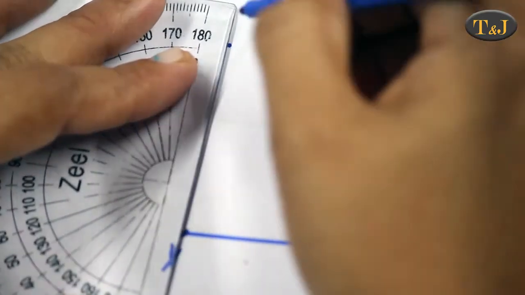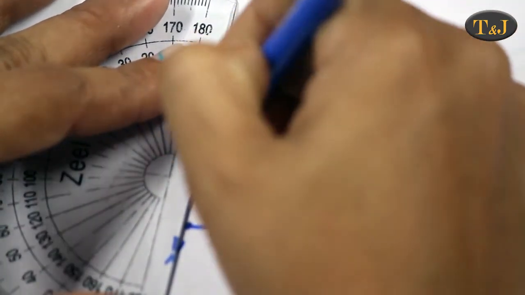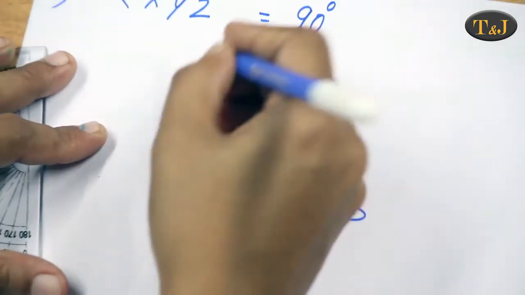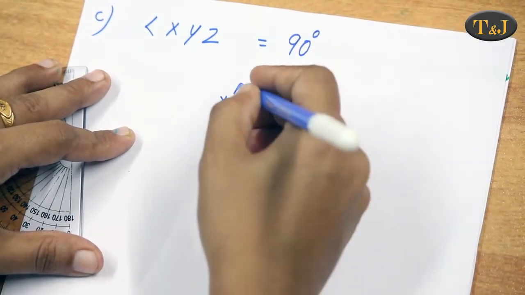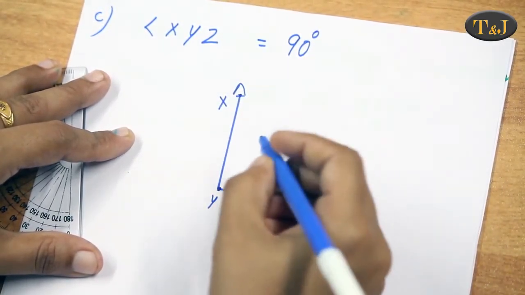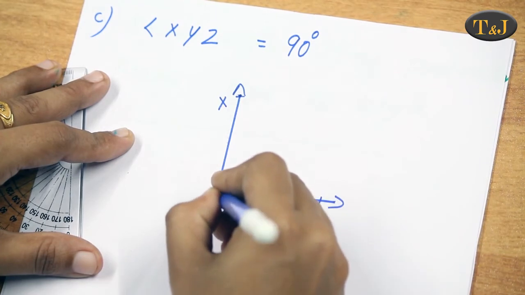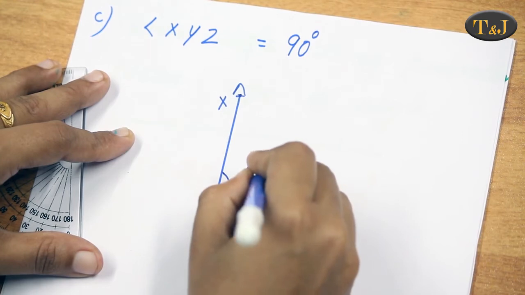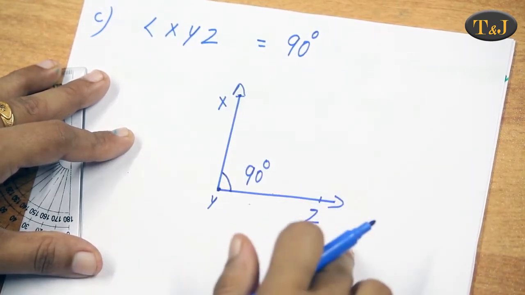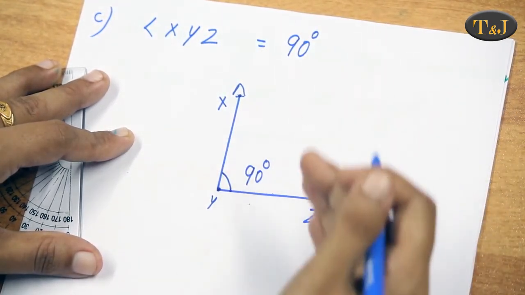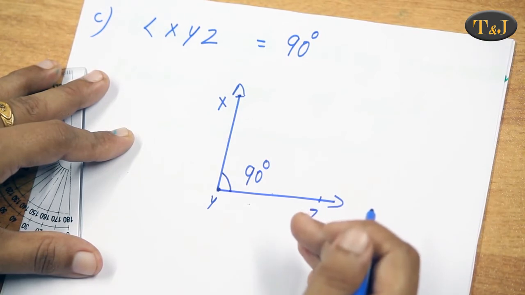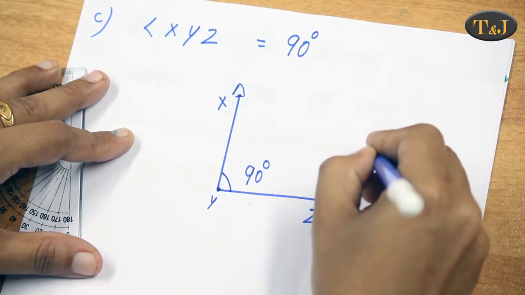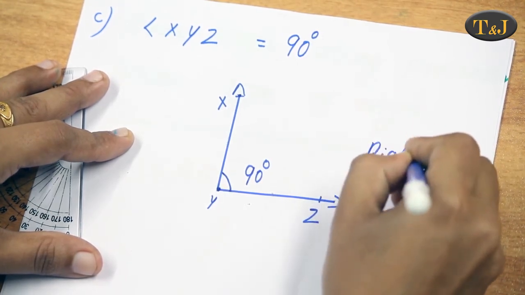Then joining these two rays, give the name X. XY is one ray and YZ is another ray, joining at a common point Y. Then it is marked as 90 degrees. So angle XYZ equals 90 degrees. Then which type of angle is a 90 degree angle? Its name is, yes, right angle. So a 90 degree angle is a right angle.